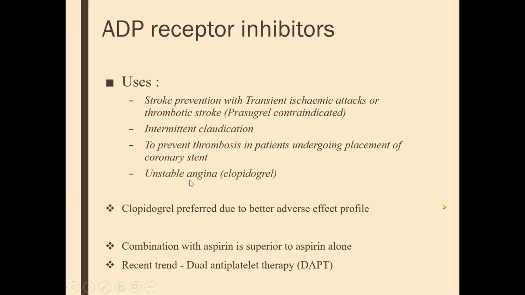And also in unstable angina, to prevent unstable angina, or of course it is a type of acute coronary syndrome, right? It is an emergency condition again, of course, and here also clopidogrel is preferred, right? So clopidogrel is preferred, but remember prasugrel contraindication, okay, because of the better adverse effect profile, and combination with aspirin is superior to aspirin alone.